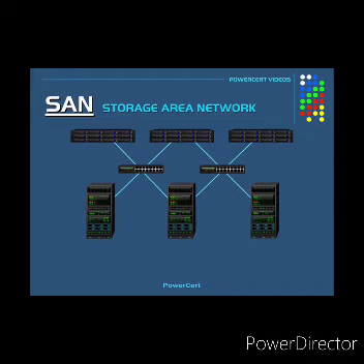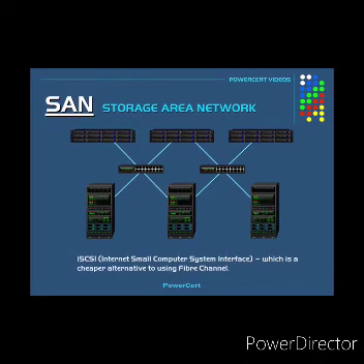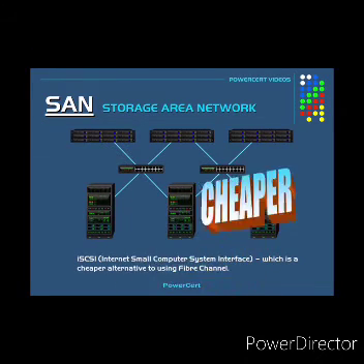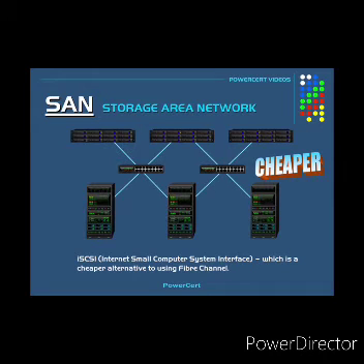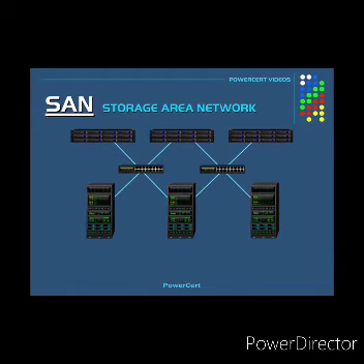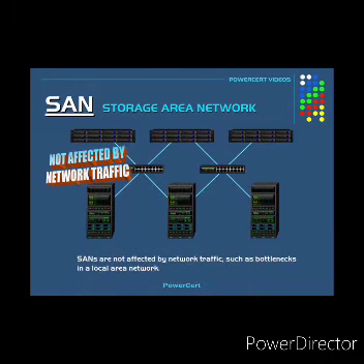But also as an alternative to fiber channel, some SANs use iSCSI instead, which is a cheaper alternative to fiber channel, but it's also not as fast as fiber channel. Now one of the main reasons for using a SAN is because SANs are not affected by network traffic, such as bottlenecks that can happen in a local area network. And this is because SANs aren't really a part of a local area network. SANs are partitioned off. It's basically a network all by itself.